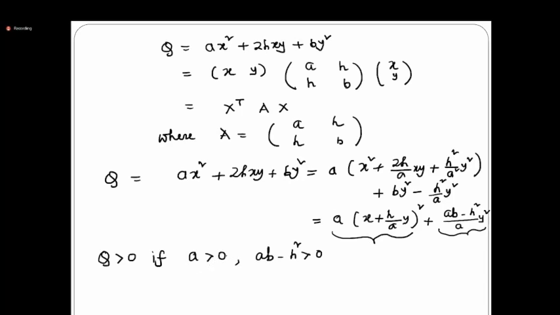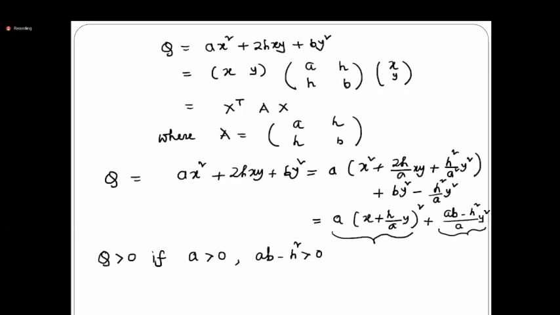Okay. Now the second part: already we have considered a as greater than 0. Y square will always be greater than or equal to 0, because if you take any value of y, the square is always non-negative. Ultimately, the thing which decides is ab minus h square. If I take ab minus h square also as positive, then this part is also positive. So quadratic form Q is greater than 0 if a is greater than 0 as well as ab minus h square is greater than 0. Is it okay, Orange?